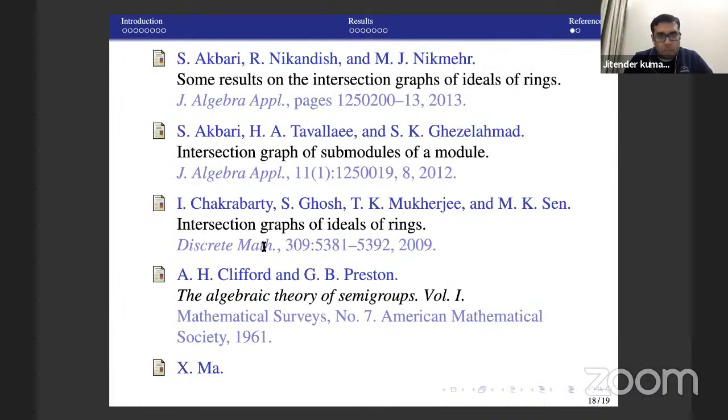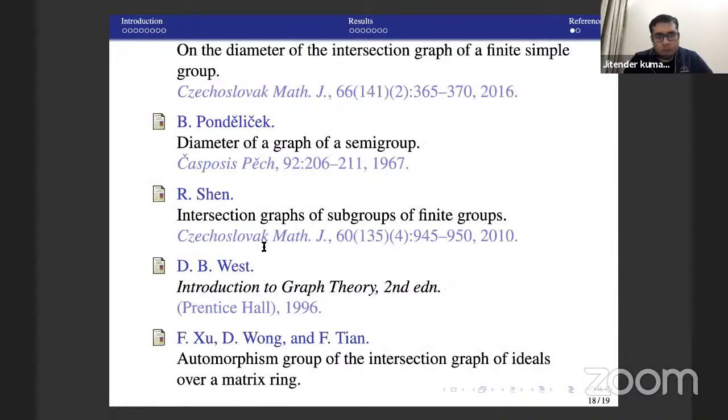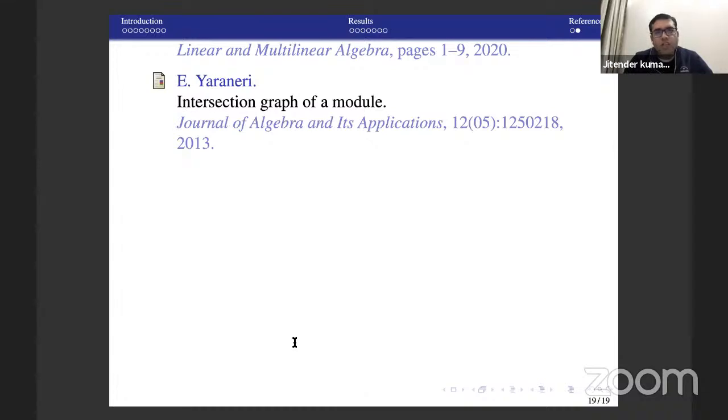And these are the basic references. You can see intersection ideal graph over rings is there. Second, related to modules. Third one is again the same graph over rings. And for the semigroup theory part, we have focused on this book, Clifford and Preston. And you can see second and third are the intersection graph of group structure and semigroup structure. And these are basically papers in that same line. And this last one is the intersection graph of a module.